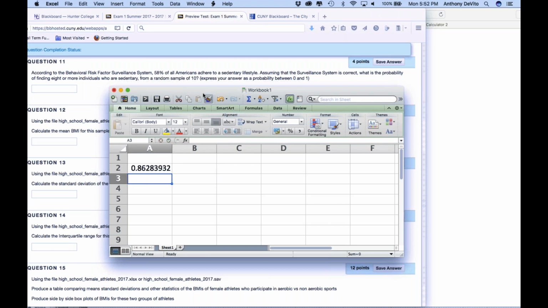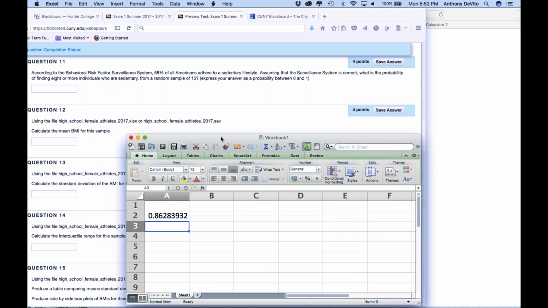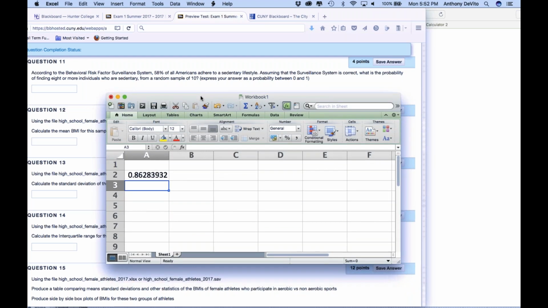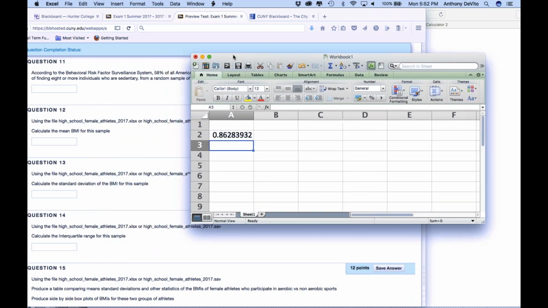So it's going to leave about a 14% chance that we would find a sample of 10, where 58% of the population is sedentary, that has 8 people in that sample of 10 that are sedentary.